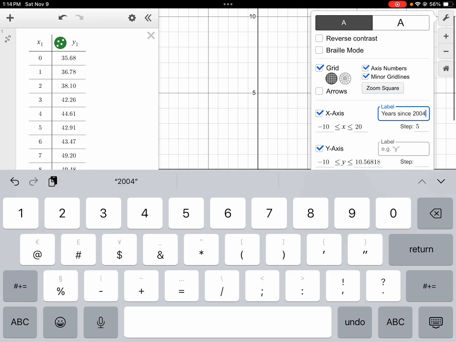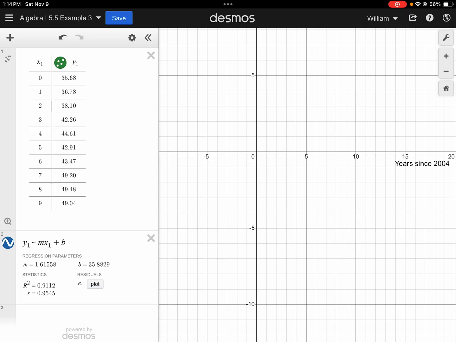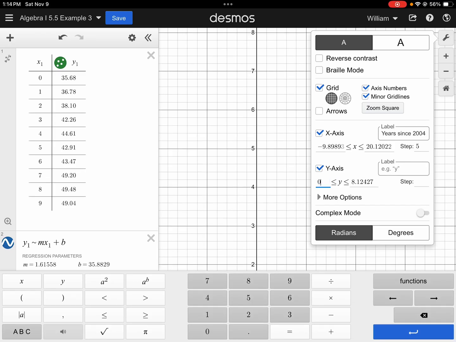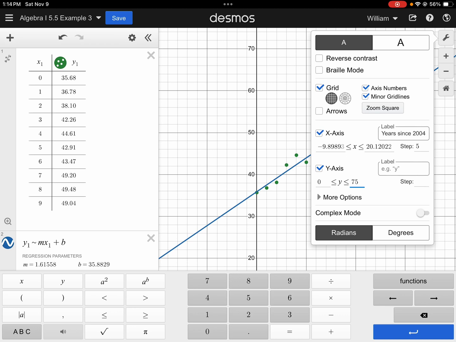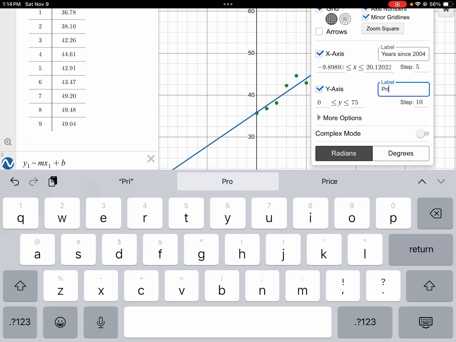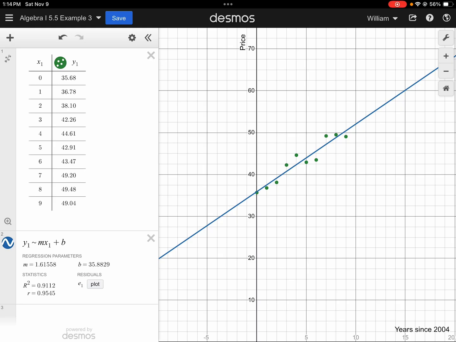Okay, then I'll look at my y's. My y's go from 35 to 49. So I think I'm just going to start at 0, and I will go up to 75. And I'll take a step of 10. And this will be the price. And so I can see my data. There is my data. Now, I've got some points above, some points below.